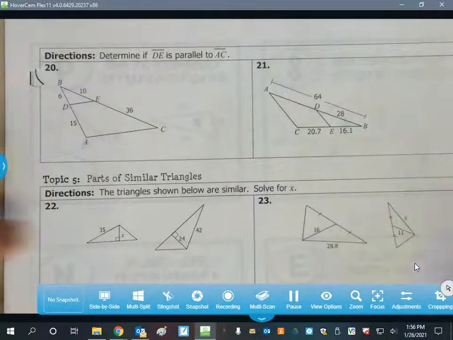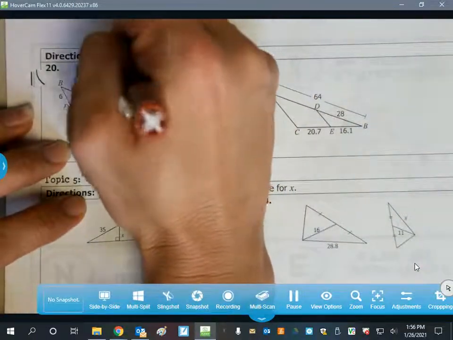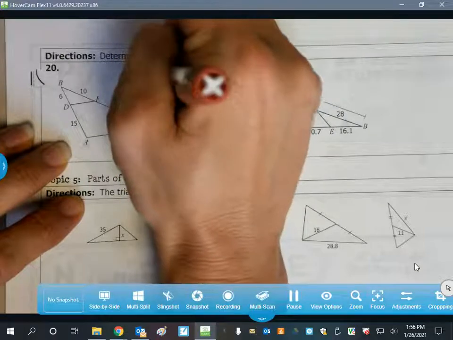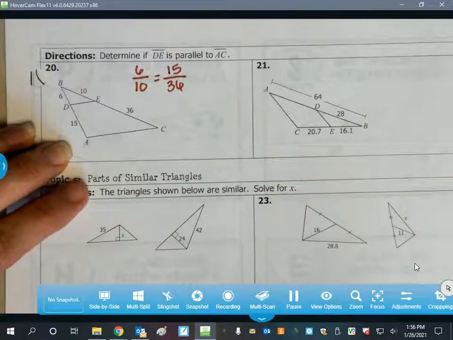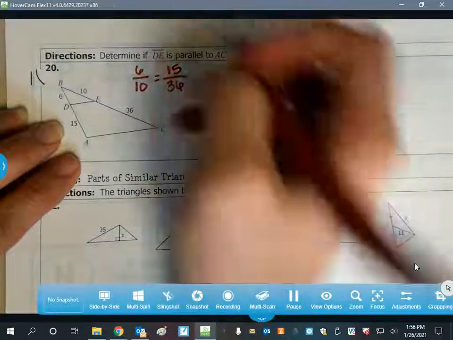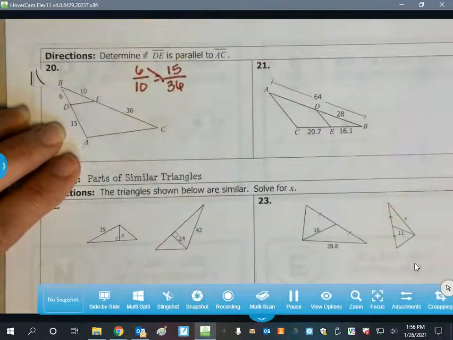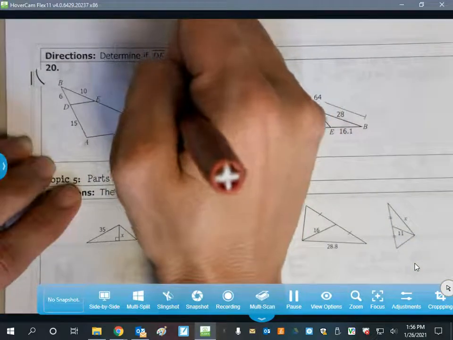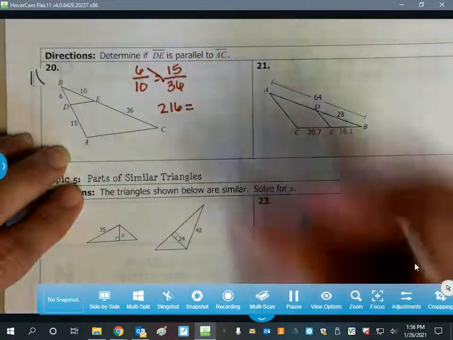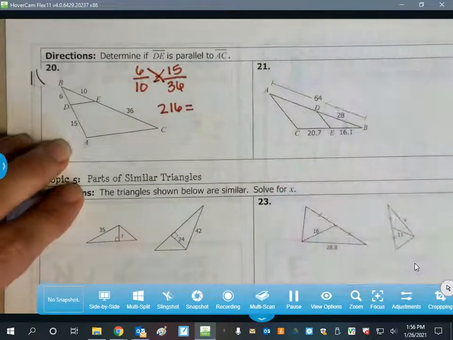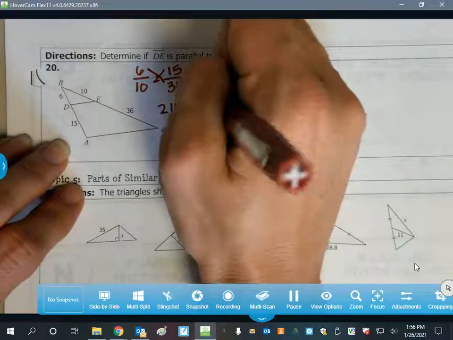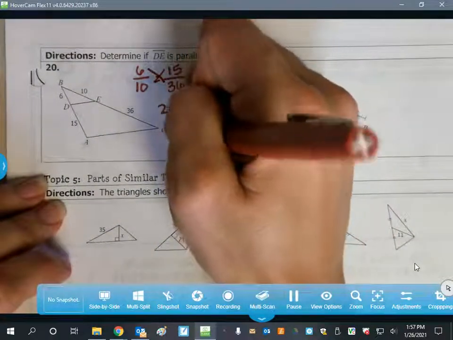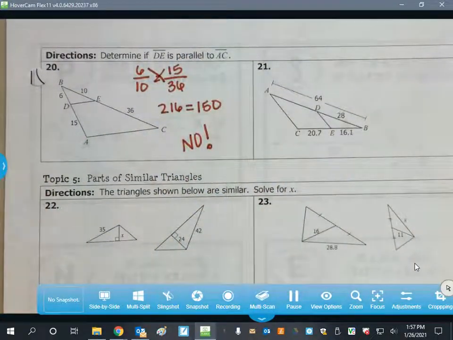So the ratio you should have set up would have been 6 over 10 equals 15 over 36. Cross multiply. When you cross multiply, you get 6 times 36, which is 216, equals 15 times 10, 150. And since these are not equal to each other, this is not parallel. So I hope you chose no.